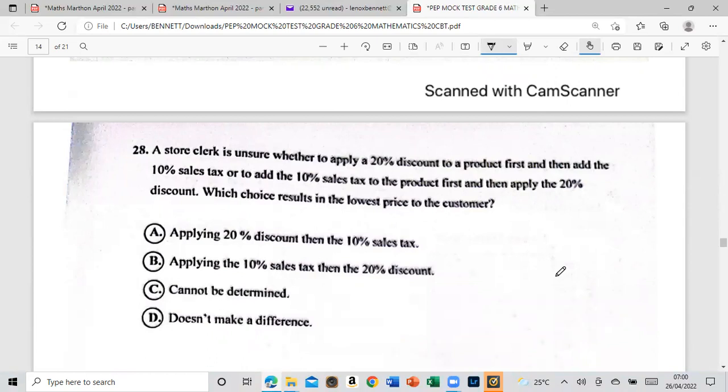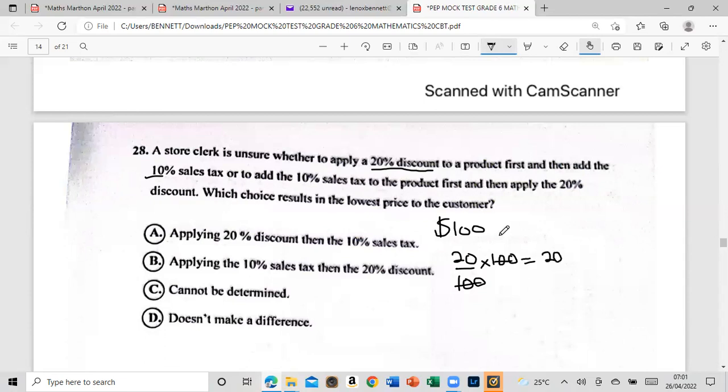All right, a clerk is unsure whether to add 10% sales tax to the product first, and then apply a 20% discount, or the other way around. Which order results in the lower price to the customer? Now looking at it, I'm just going to show you, let's use $100 as the price. We'll try method one first: take off 20%, and then add 10%. A 20% discount means you take off 20%, so we do that first. Using 100 as a basis, that's $20 off, so from the 100 we take off 20 and we are at $80.